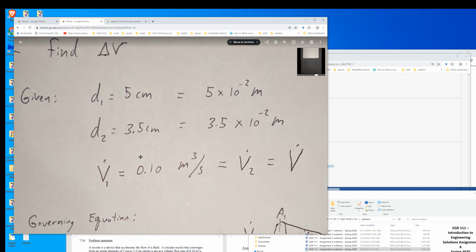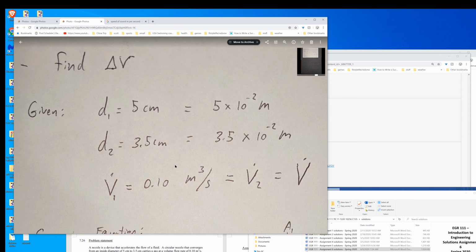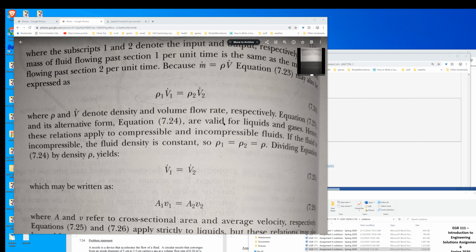Now, I wrote it down here. I said it's volume flow rate in, and then said it's equal to volume flow rate out, which is essentially just the volume flow rate, right? So it's constant all the way through. To make that assumption, we can take a step back and look at the textbook. We can look at the equation starting with 7.24. What this is essentially saying is the mass flow rate coming in is equal to the mass flow rate going out.